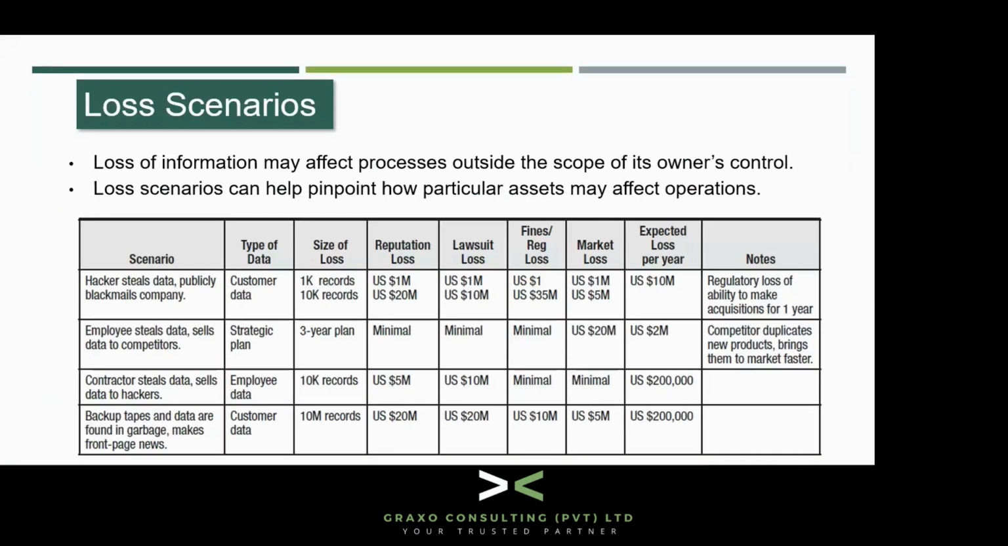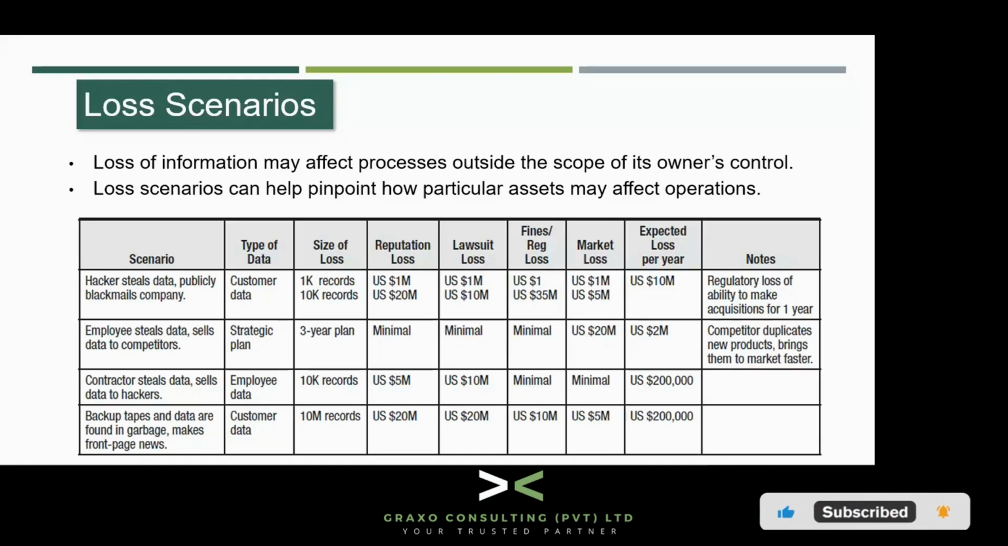So, let's look at some examples. These are loss scenarios. In the first scenario, the hacker steals the data and publicly blackmails the company. What kind of data has he stolen? The customer data. What is the size of the loss? He has stolen 1,000 to 10,000 records. The loss is then determined in different ways: reputation loss, lawsuit loss, fines or regulation loss, market loss, and expected loss per year.